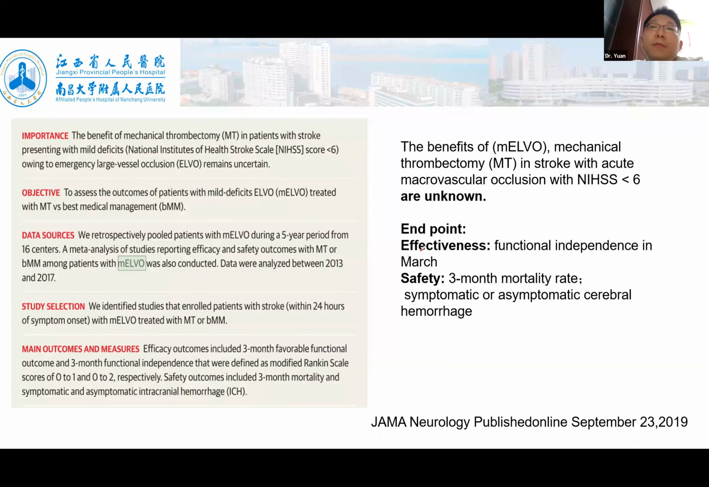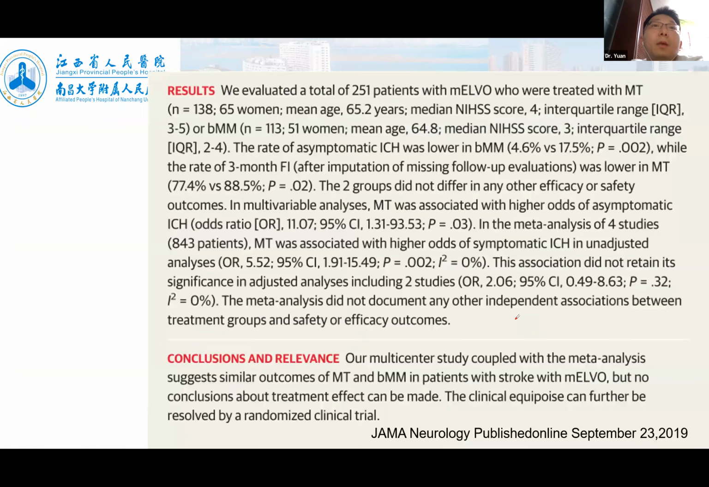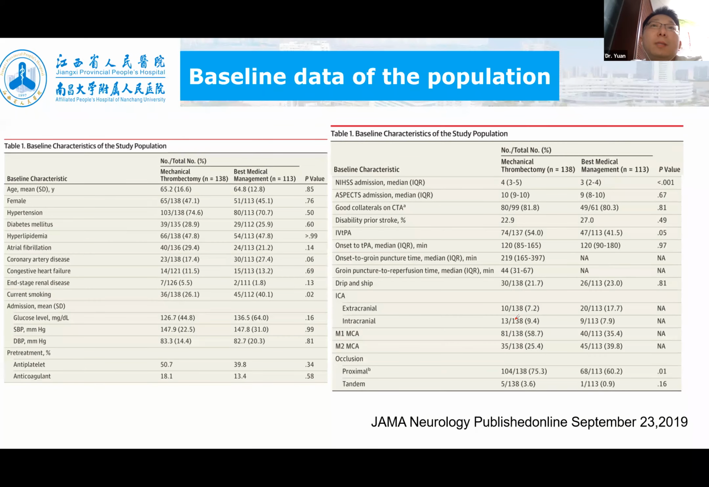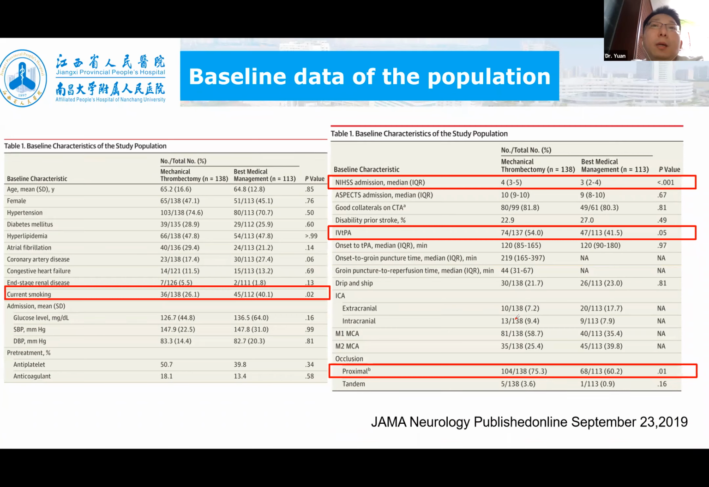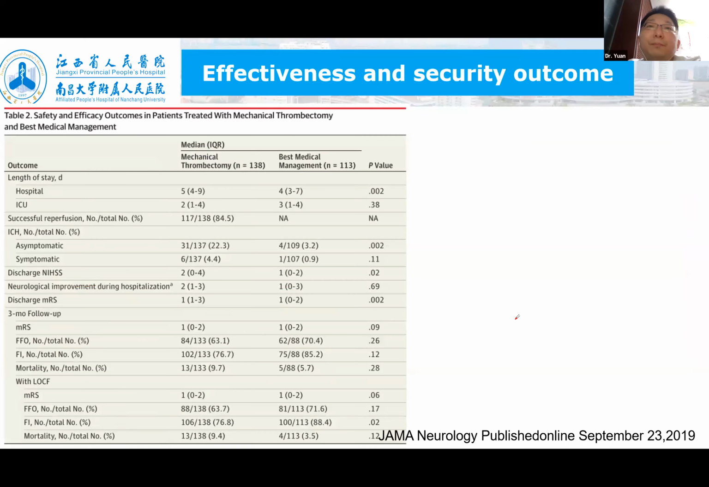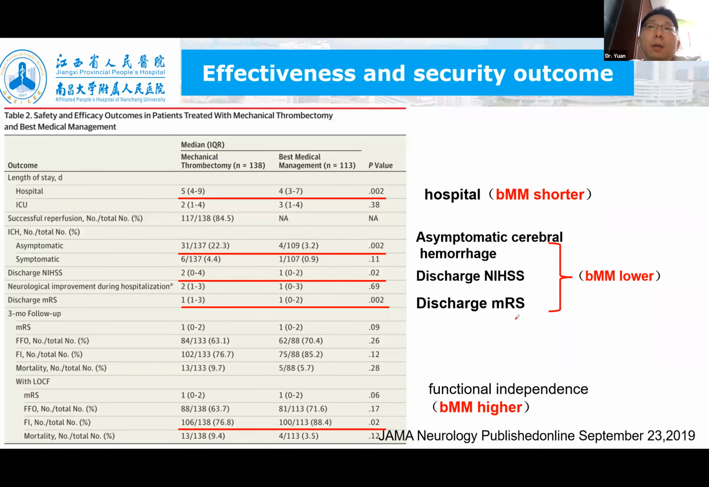The endpoints show effectiveness and safety, including the 3-month mortality rate and symptomatic and asymptomatic cerebral hemorrhage. And this result should also show that the results are not unknown. We can see the baseline data of the population. It is shown that smoking differs between the two groups, and the NIHSS at admission and the prognosis are also different in the two groups. The effective and safety outcomes also show that symptomatic cerebral hemorrhage and discharge NIHSS and discharge MRIs are also different in the two groups.